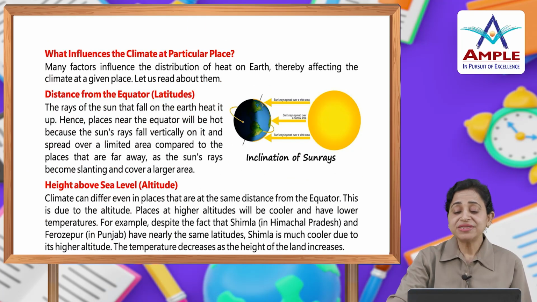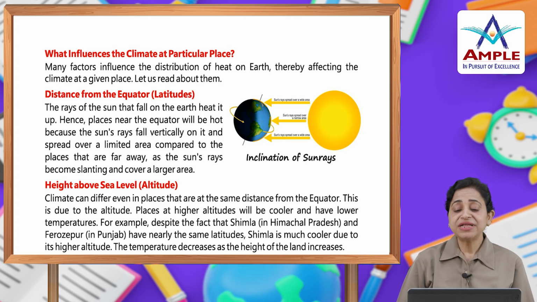What influences the climate at a particular place? क्या इसको, कौन क्या इन्फ्लुएंस करता है? Many factors influence the distribution of heat on earth, thereby affecting the climate at a given place. Let us read about them. Distance from the equator, latitudes.